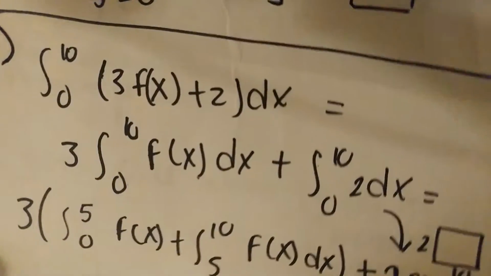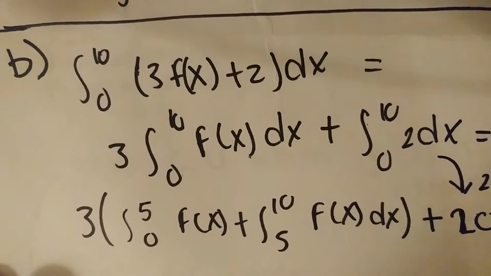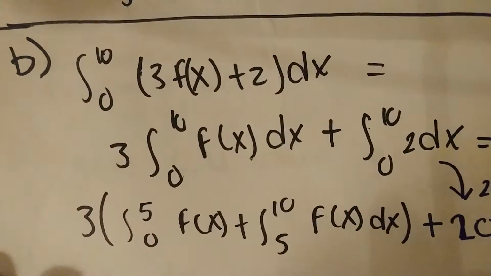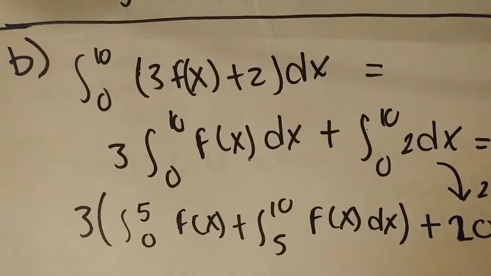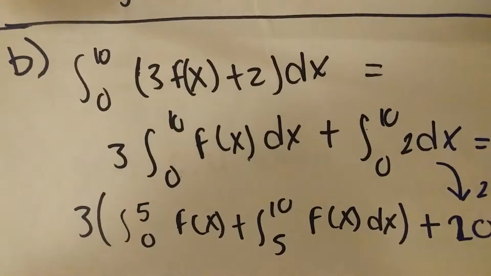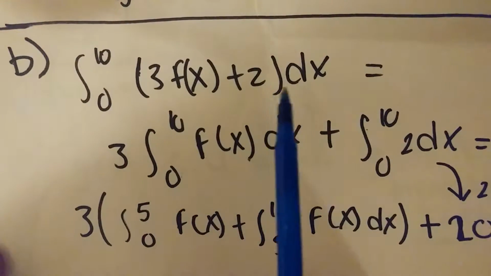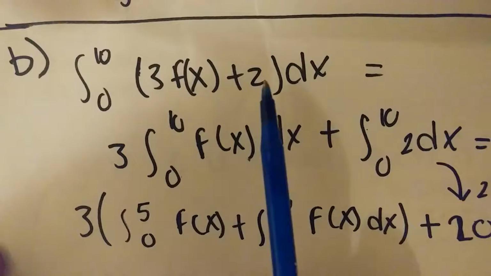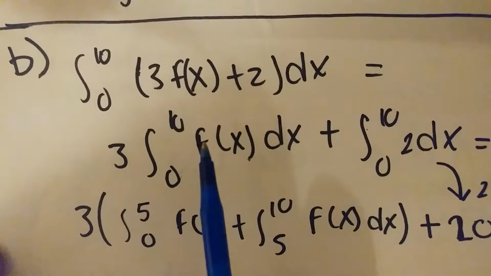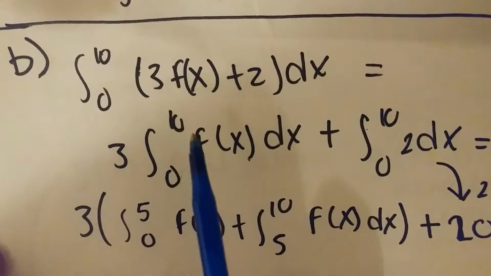Now, let's move over to part B. So part B gives us a definite integral, and bounds being 0 to 10. And the equation is 3 f of x plus 2 dx. And a property that allows us to separate these two will actually make this problem a whole lot easier.